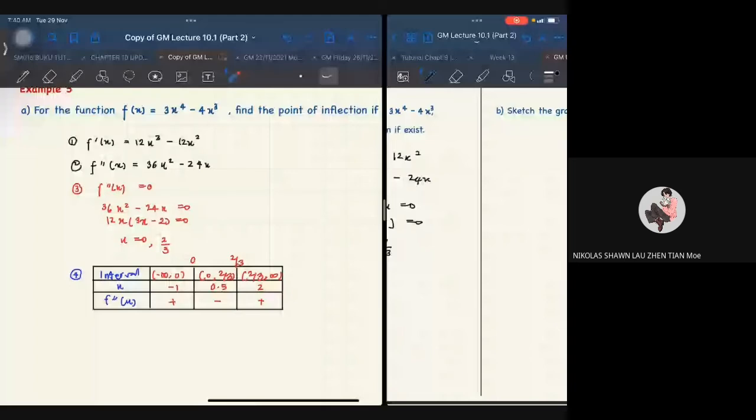Tell you anything about the value yang dekat, masukkan test value saya. So I use -1 dekat sini and then I use 0.5 for the middle. So pertama, bukan the first derivative, bukan juga the original function. Okay, so saya akan masukkan nilai pada second derivative saya, which is this one. So bila saya masukkan dekat sini, saya dapat positive, and then I get negative, and then saya dapat positive dekat sini.